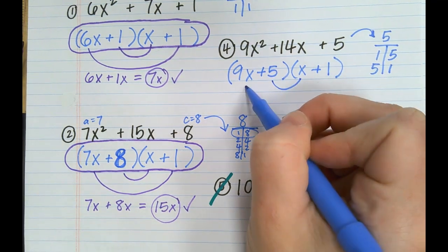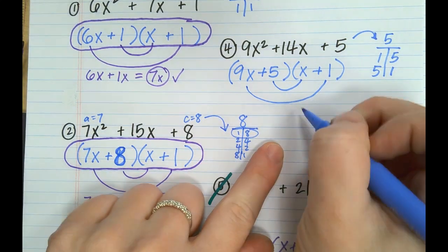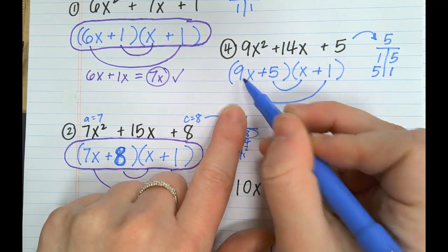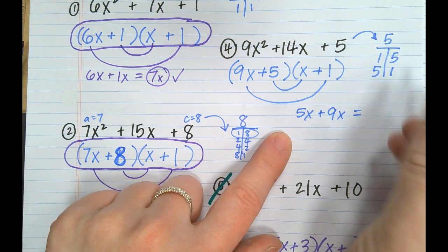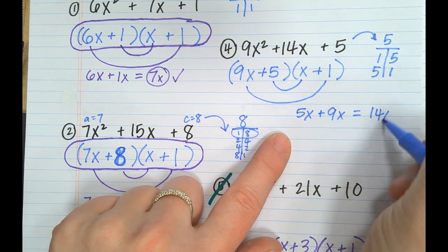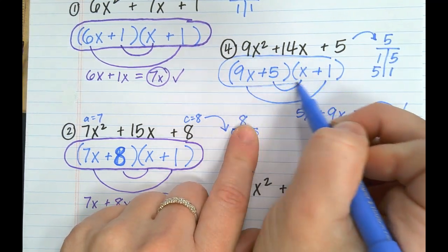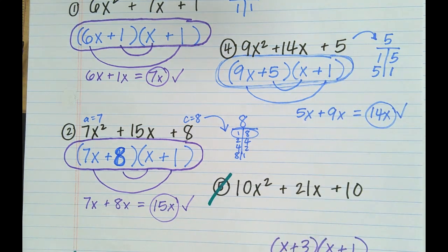Okay. This is our answer. We'll check it just to be sure. So 5 times x is 5x. 9x times 1 is 9x. 5x plus 9x is 14x. So it's correct. That's our answer. And then we couldn't do 5, so we're just going to skip it. All right, is everybody okay with these?